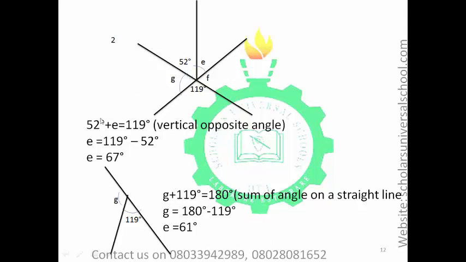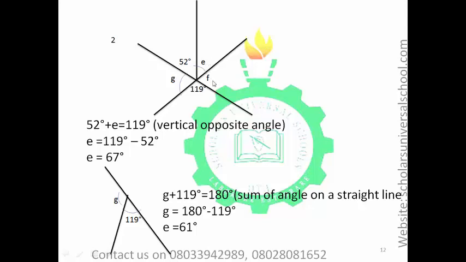Another example, example 2. We are going to pick the angles one after the other. Look at 52 and E. Join the two together. You will see that the 52 and E here is the same thing as 119, because they are vertically opposite angles. So 52 plus E is equal to 119 degrees. Vertically opposite angles are equal. Take 52 degrees to the other side. It gives you 119 degrees minus 52 degrees. By the time you subtract 52, your answer is 67 degrees. So this E is 67 degrees.